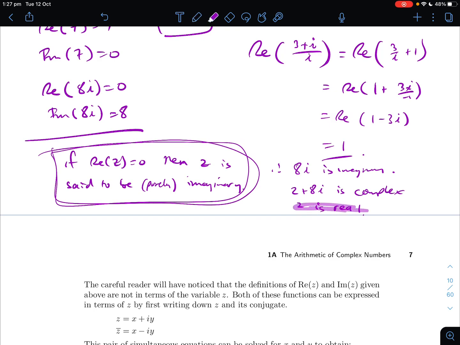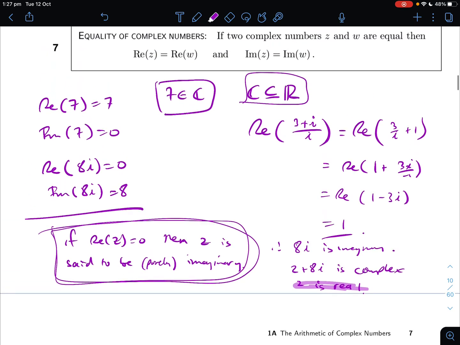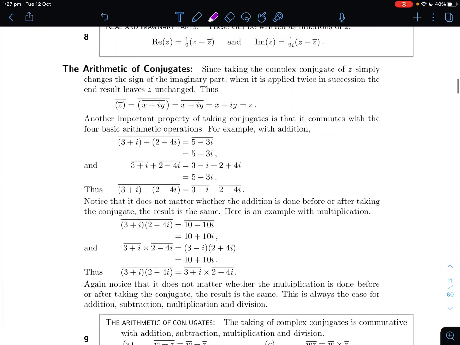And any number which is the combination of the two is complex. Numbers that are purely imaginary also fit within the complex range. Numbers that are purely real also fit in the complex range, and complex numbers can include numbers that have non-zero real and imaginary parts. Okay, so what else did I want to hit here?